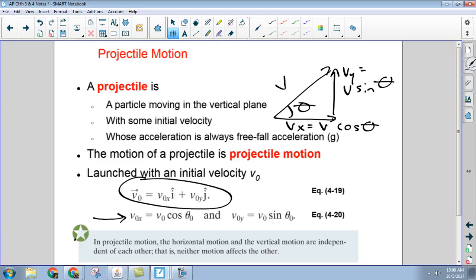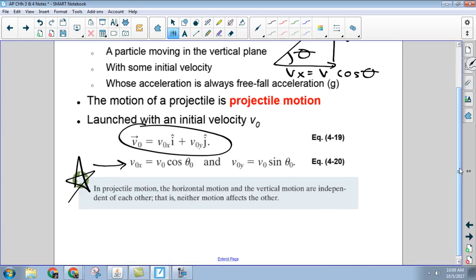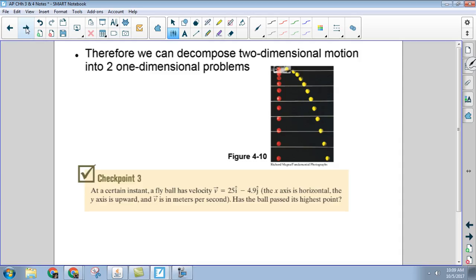This little star here is really at the crux of how you solve these projectile problems. You have to keep the horizontal and vertical motion separate from each other. Because how fast you're going horizontally has absolutely nothing to do with how fast you're going vertically. Cool? All right. So basically what you're going to do when you solve the problems is split it up into two one-dimensional problems. You're going to observe the vertical motion, observe the x motion, and then tie everything together.